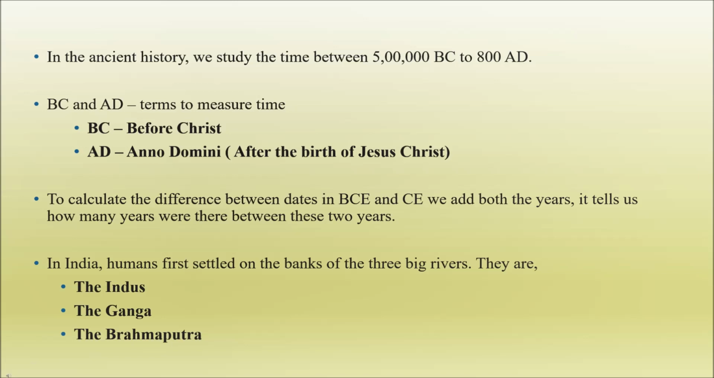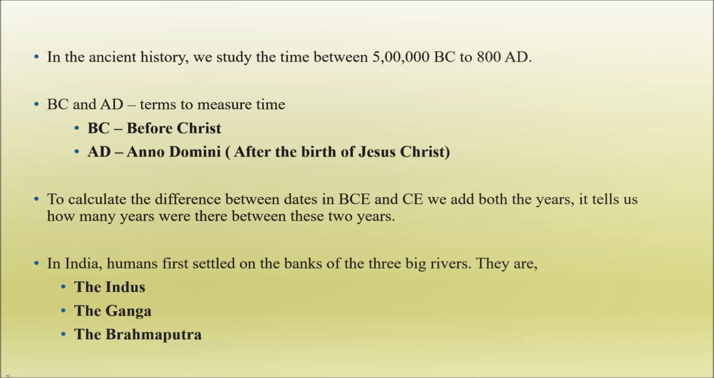In the ancient history, we studied the time between 5 lakh BC to 800 AD. BC and AD are terms to measure time. BC, before Christ, AD, Anno Domini. To calculate the difference between dates in BCE and CE, we add both the years. It tells us how many years were there between these 2 years. In India, humans first settled on the banks of 3 big rivers. They are the Indus, the Ganga, and the Brahmaputra.